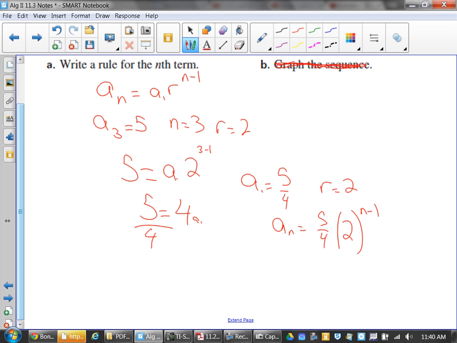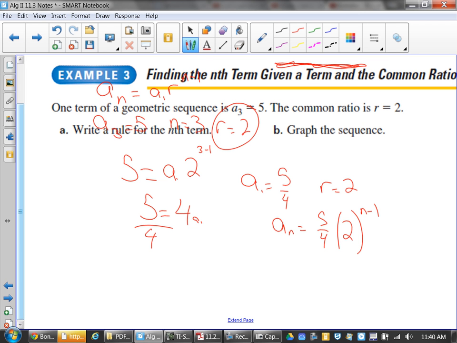Right here? It's the rate. It gave you the common rate at the beginning of the problem. It said the common ratio was 2.